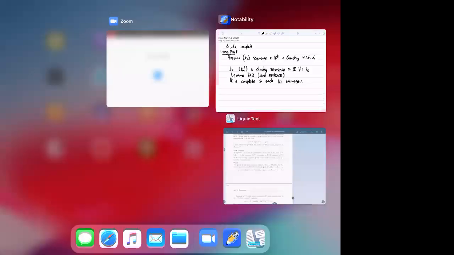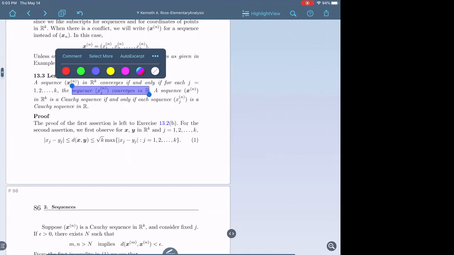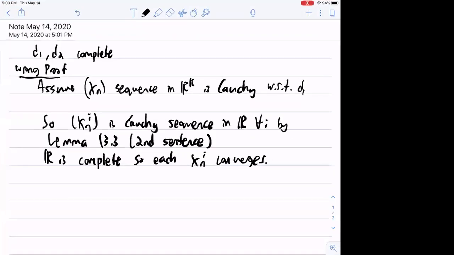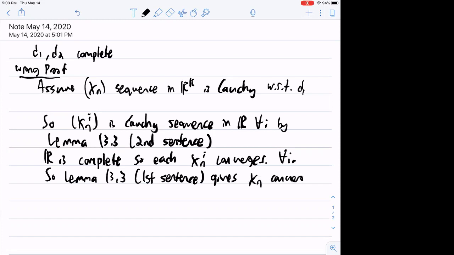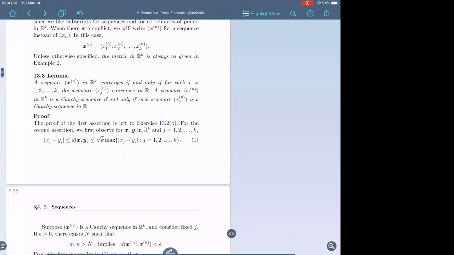And then we use the first sentence of Lemma 13.3. So we have each component sequence converging in R, and that implies it converges in R^k, right? If it converges in R for all i, then Lemma 13.3 first sentence gives xn converges in R^k. So you see, it's sort of immediate if you just read the lemma word for word. Sadly, this is why I don't like the book.